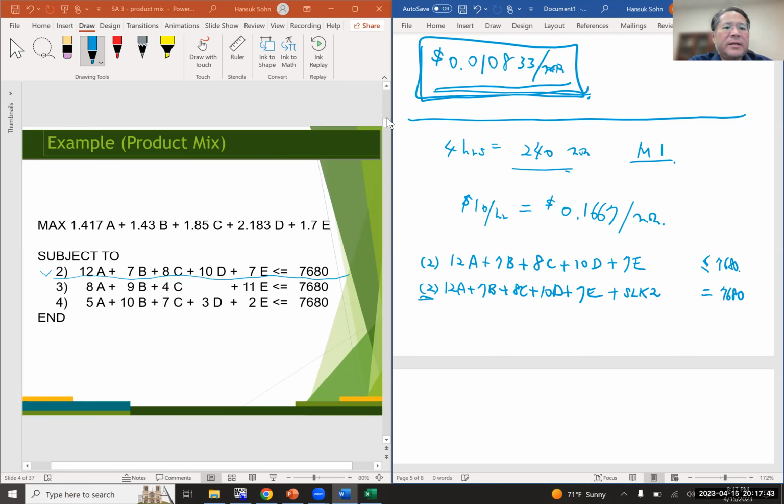And it does say if 4 hours or 240 minutes of overtime are available, that means the right-hand side value becomes 7,680 plus 240, right? And if we move this 240 to the left-hand side, then it's going to be 12A, 7B, 8C, 10D, plus 7E, plus slack 2 minus 240, equals 7680.